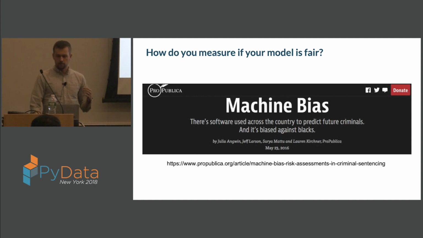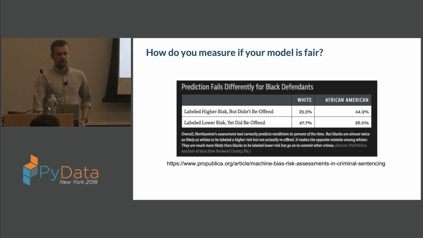So ProPublica got some data about this model and about its predictions and analyzed it and came to the conclusion that this model was unfairly biased against black people. To support that conclusion, they looked at the ways in which the model failed, so they looked at errors in the model's predictions. And what they found was that the failure rates were different for people of different races. If you look at false positives, people who are labeled high risk but end up not reoffending, that error rate is about 24% for white defendants and about 45% for black defendants.